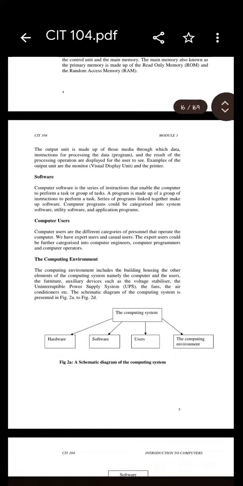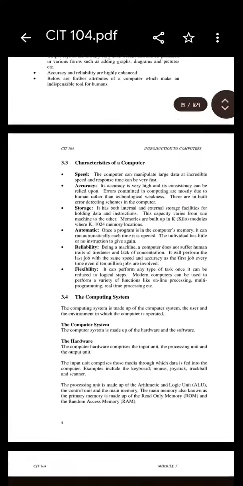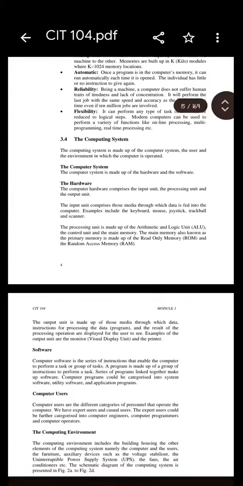I said the input unit, the processing unit, the output unit. Those are the three units of the computer system. Under the hardware, we have the input unit, the processing unit, and the output unit. And I already said that the ALU, the arithmetic and logic unit, controls everything that has to do with calculation and logic.